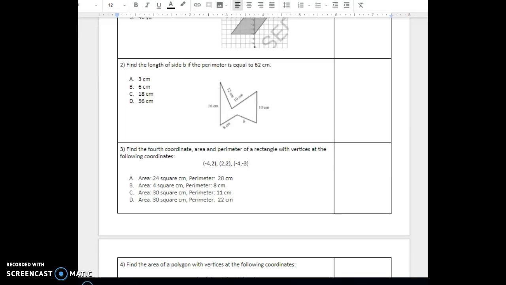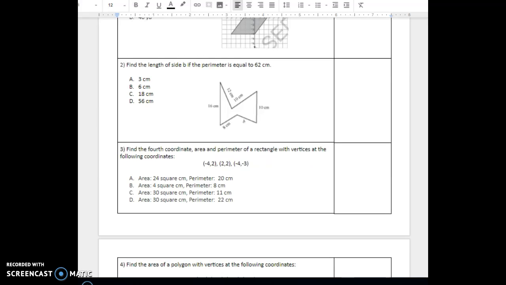3. Find the fourth coordinate, area, and perimeter of a rectangle with vertices at the following coordinates: -4, 2; 2, 2; -4, -3. A. Area 24 square centimeters, perimeter 20 centimeters.